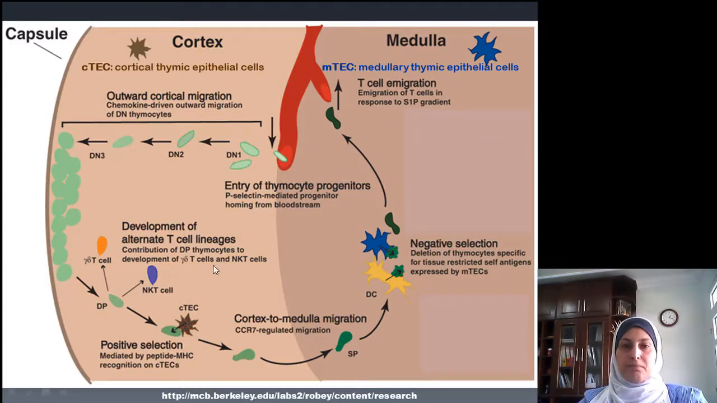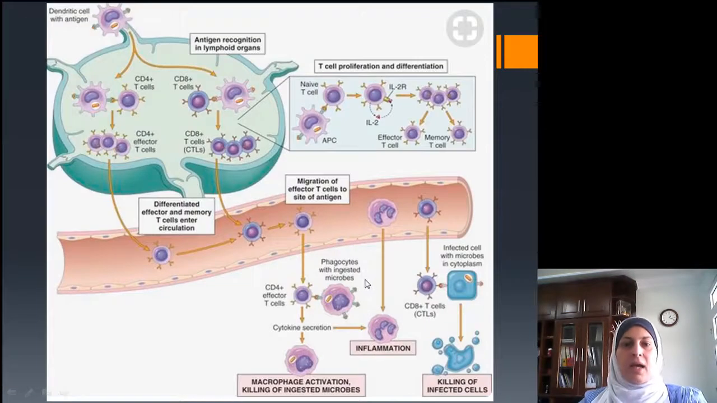So this is a very important step in controlling the autoimmunity or autoimmune reaction. The positive selection and the negative selection.